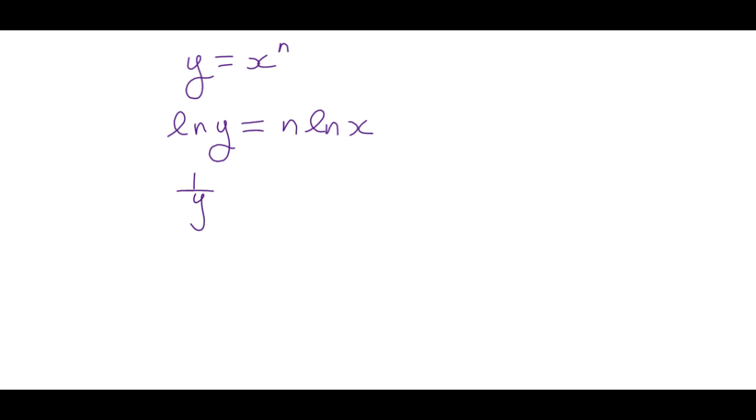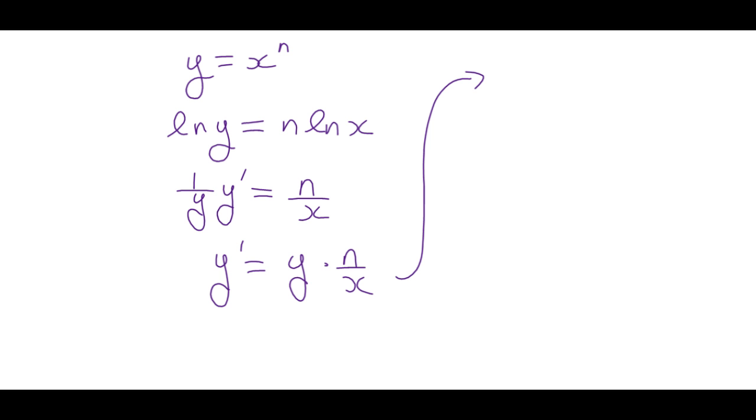So it's going to be 1 over y times y prime, which is equal to n over x, right? I mean, the n is just a constant, so it's n times, and then ln x is 1 over x, right? So it's just n over x. So y prime is equal to y times n over x. But we know what y is, right?